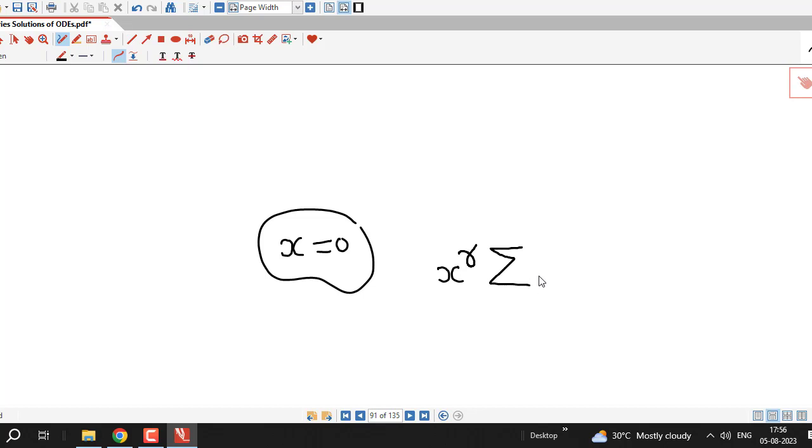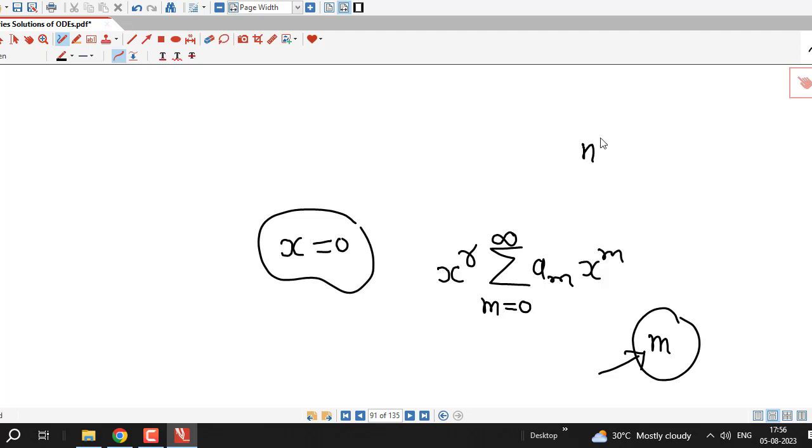And as we know, the Frobenius method is applicable if we have a regular singular point. So first we will show that x equal to 0 is a regular singular point of Bessel's equation, and therefore Bessel's equation has at least one solution in this form: x raised to r times sigma m equal to 0 to infinity a_m x raised to m. Instead of a_n x raised to n, we are going to consider the dummy index as small m, because we will require another notation which will use this small n in this Bessel's equation.